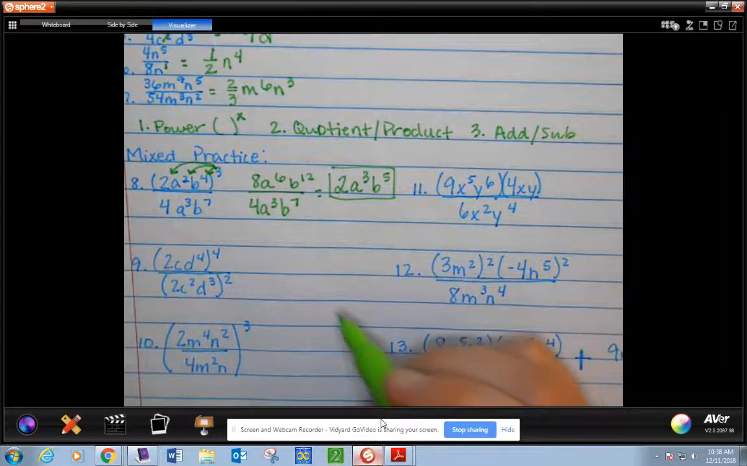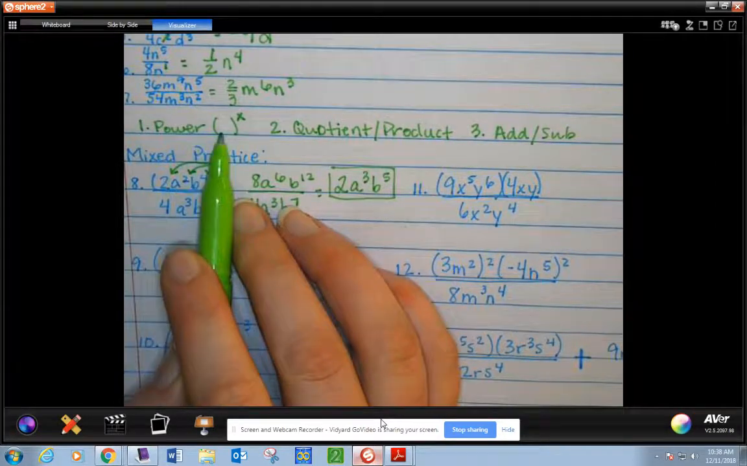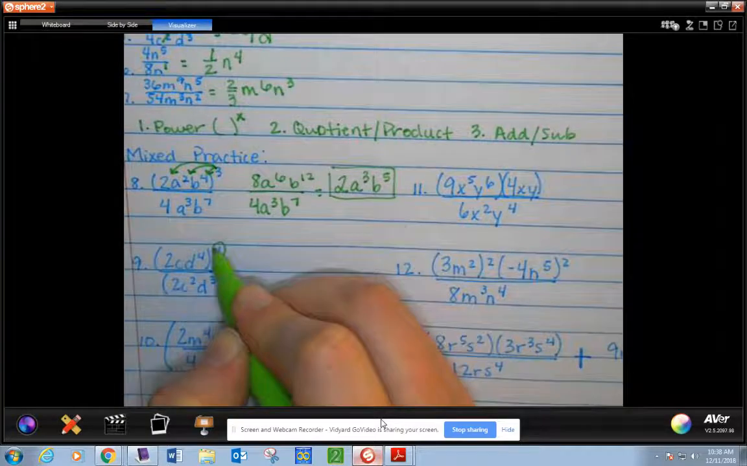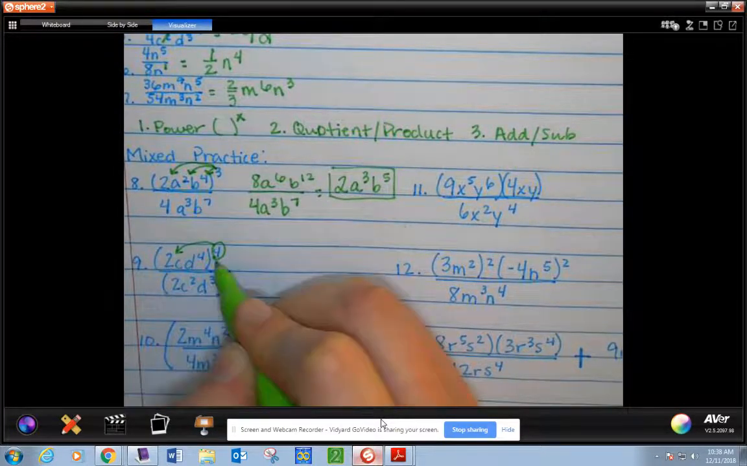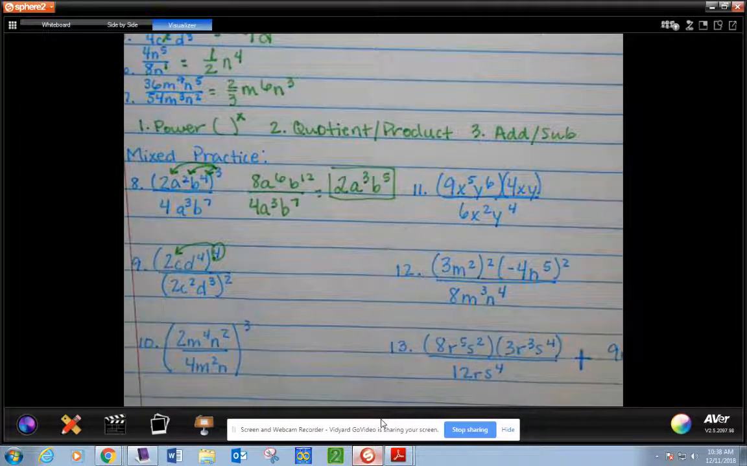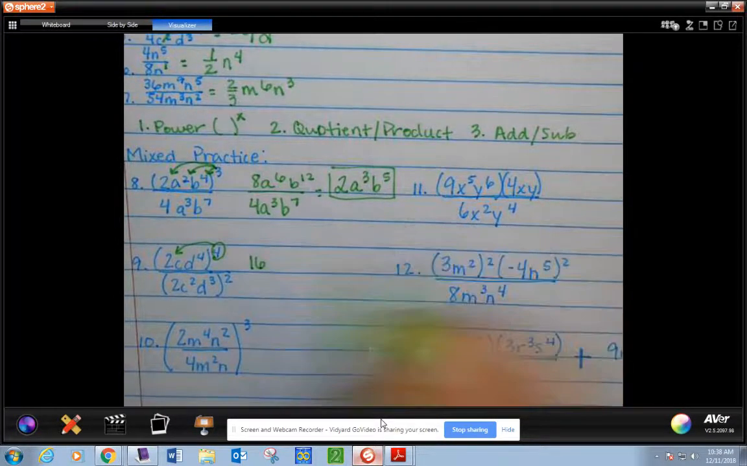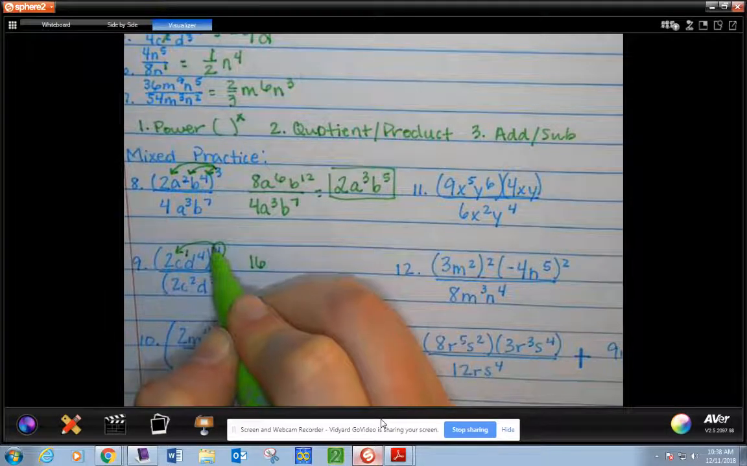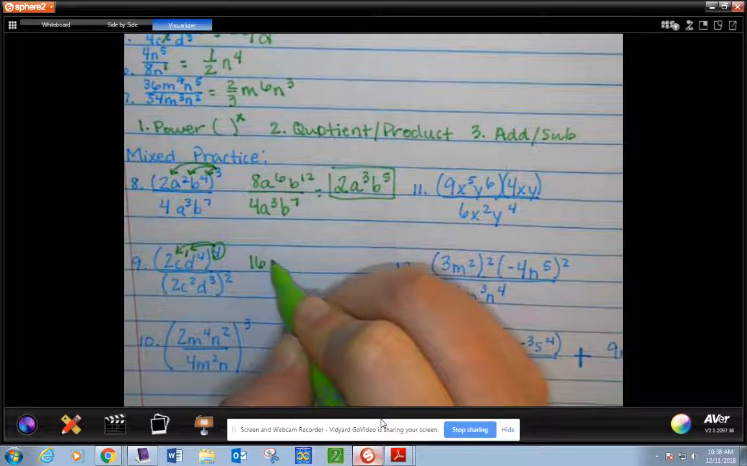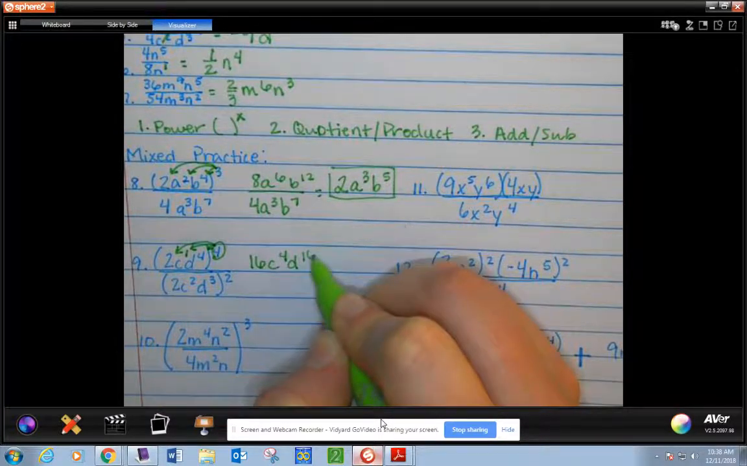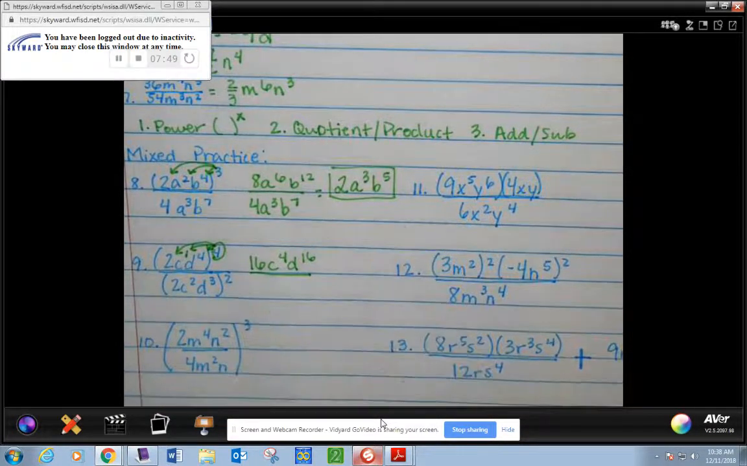Okay, example 9. First thing I'm going to look for is a parentheses with the exponent on the outside. I have a 4 out here, so I'm going to do 2 to the 4th, because you have to take the number to the power. 2 to the 4th is 16. And then we multiply. Remember, c has a 1, so 1 times 4 would be c to the 4th. 4 times 4 would be d to the 16th. Write my division bar.